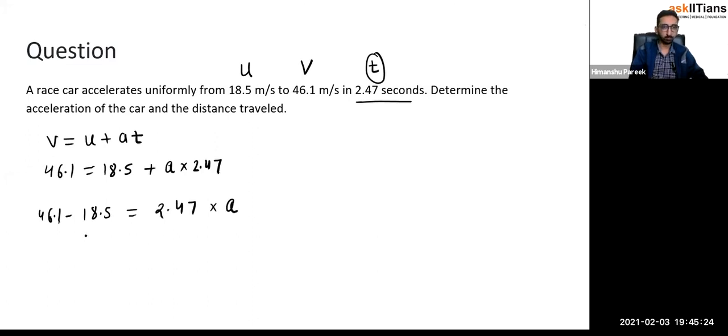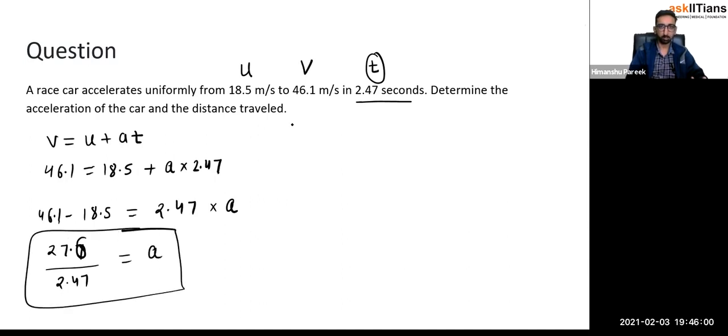So what will this become? This will become 26.1 plus 1.5, which is 27.6. I hope I'm doing the correct calculations, right? So recheck it if I have made anything wrong here. Yeah. All right. Okay. Divided by 2.47, that's the value of acceleration.